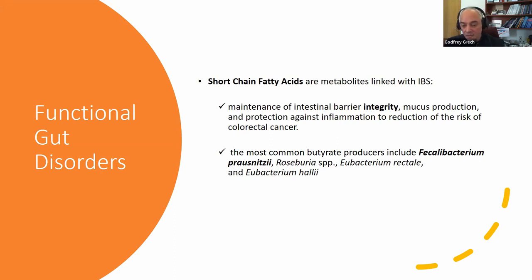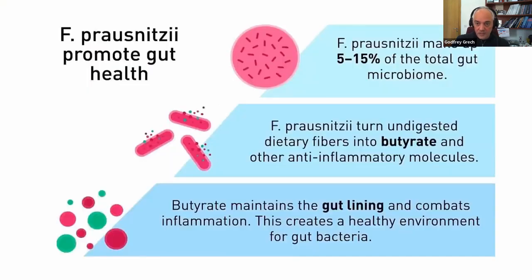Now, the main producer of butyrate is Faecalibacterium prausnitzii, but of course there are others which I have listed there. So F. prausnitzii makes up 5 to 15%, depending on the individual. You should not have less than that. It metabolizes undigested dietary fibers into butyrate, and also has a number of anti-inflammatory properties, and that maintains the gut lining, as we just said.